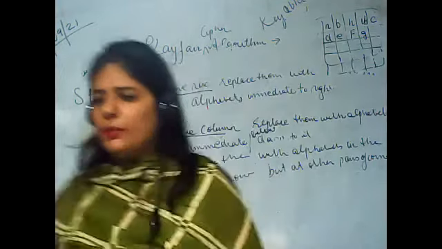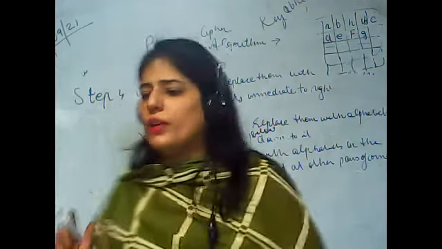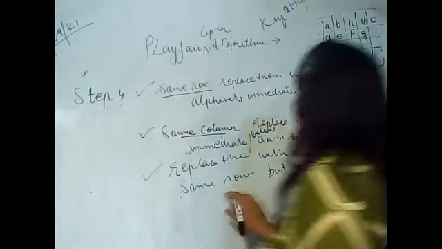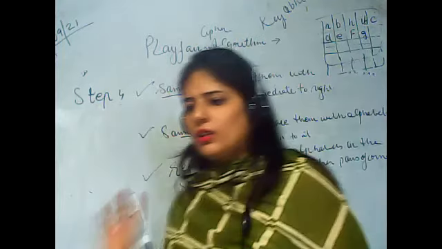part. Okay, so the first rule says that if both the alphabets are in the same row, replace them with the alphabets to the immediate right. This is the first rule. The second rule says that if both alphabets are in the same column, replace them with the alphabet immediately below them. And the third rule says that if none of the alphabets is in the same row or same column, then we will replace that particular alphabet in the same row but at the pair of the corner.